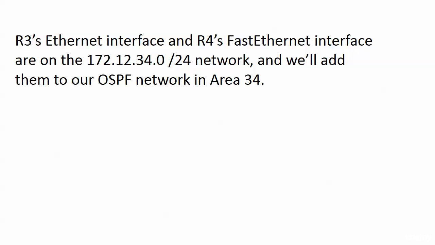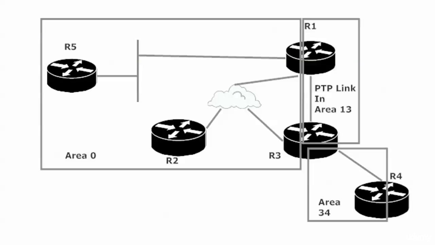Time to add yet another segment to our OSPF network, and this is going to be another broadcast segment between routers 3 and 4 on the 172.12.34.0/24 network. We're going to add them to our OSPF network in area 34. So we continue to grow. Router 3 now is going to have 3 separate OSPF adjacencies, and I've already tested the connectivity between routers 3 and 4. We're ready to go there.